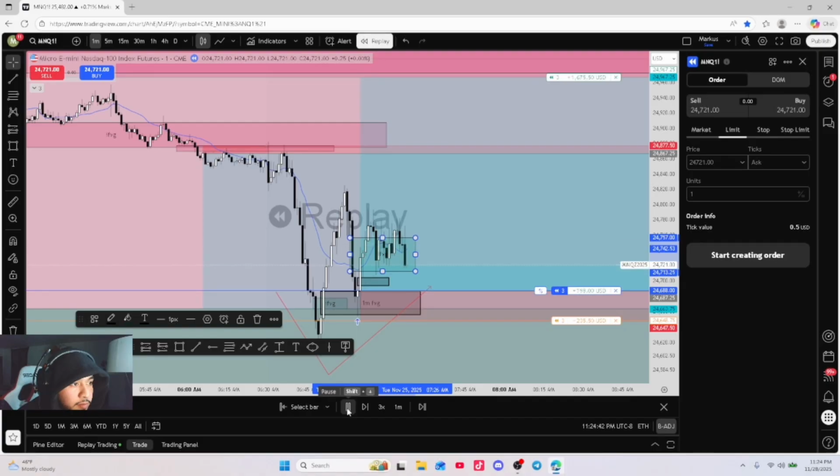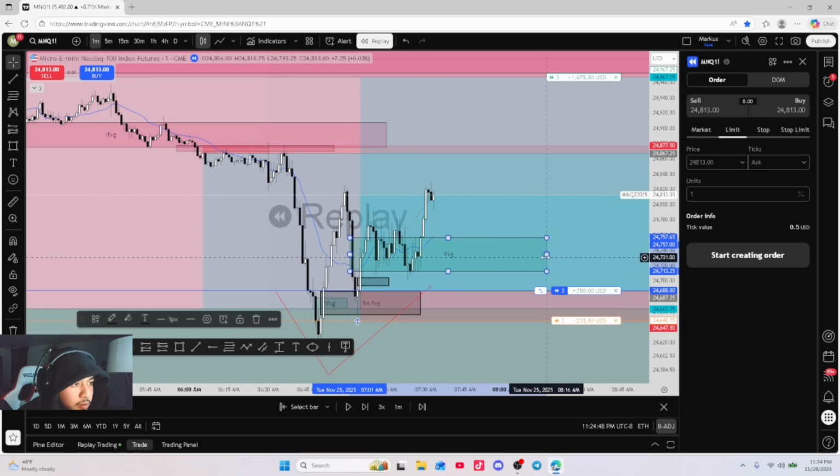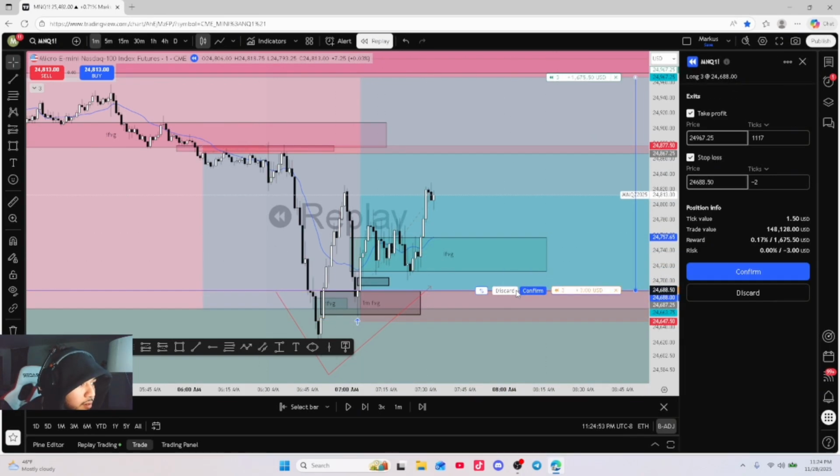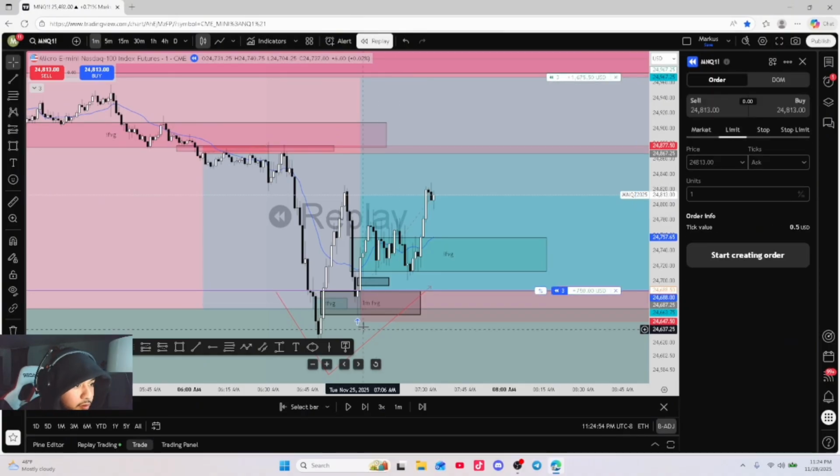We're gonna see. Okay, now we closed. Closed above for sure. So now what we could do is move our stop loss to break even. So now we're risk free on the trade.